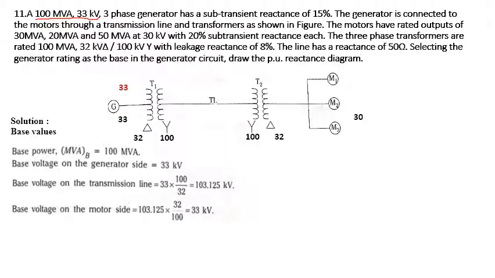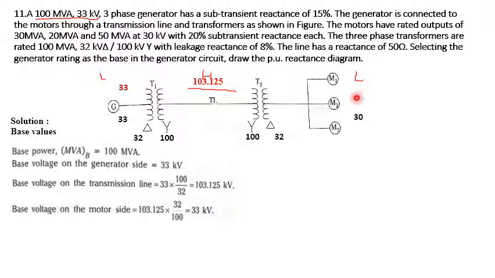Similarly, we have to calculate this is LT and this is ST. We have to calculate the ST side. ST side is equal to LT side into ST side rating divided by LT side rating. We already know this is 33. So 33 into the ST side rating of the transformer, 100, divided by 32. We get 103.125.